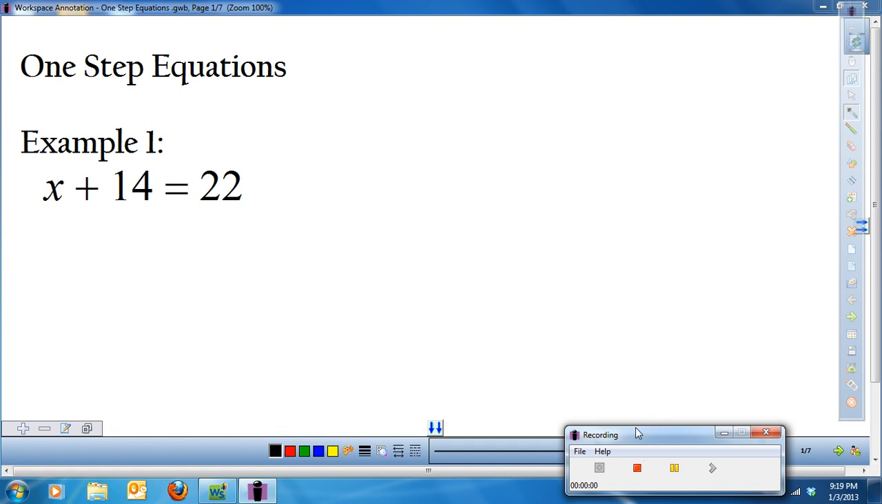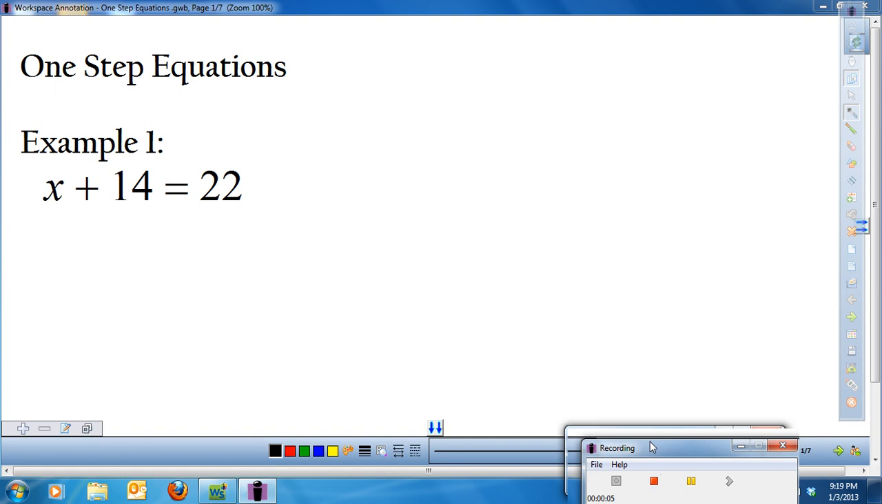Alright, this video is going to talk about solving one-step equations. And whenever we're solving an equation, our goal is always to get the variable by itself. So, just a couple of quick things to remember.